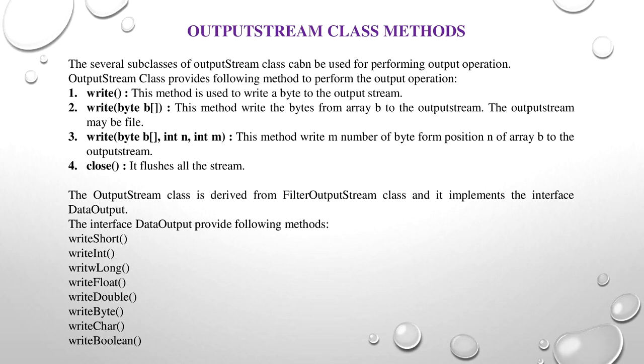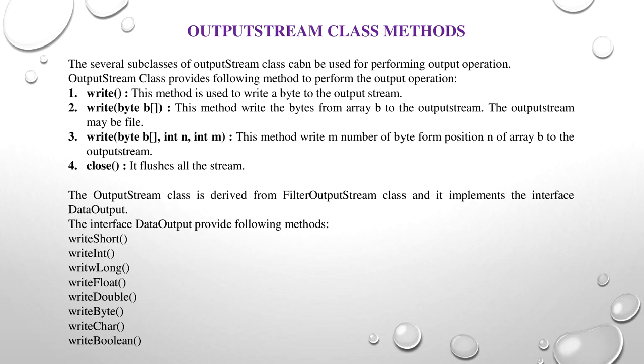The data output stream class is derived from the filter output stream class and it implements the data output interface. The following are the various methods of the data output interface. If you want to write any primitive data type onto the output stream, then you have to use any one of the methods according to your task.